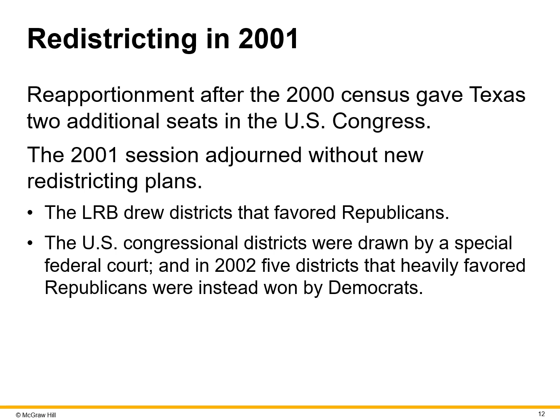Reapportionment after the 2000 census gave Texas 2 additional seats in the U.S. Congress. In the 2001 session, the legislature adjourned without a new redistricting plan. The Legislative Redistricting Board drew the districts that favored Republicans. The U.S. congressional districts were drawn by a special federal court, and in 2002, 5 districts that heavily favored Republicans were instead won by Democrats. So sometimes redrawing of districts to favor one political party really doesn't work.